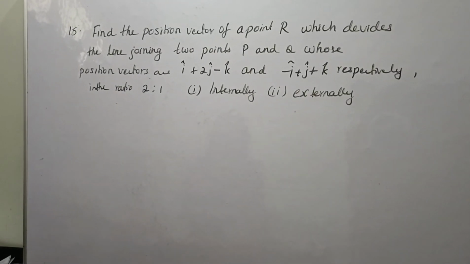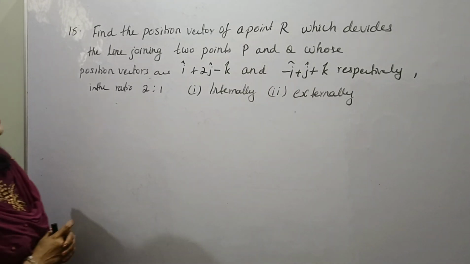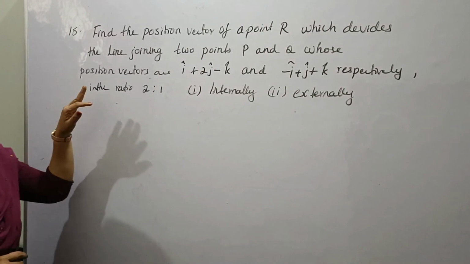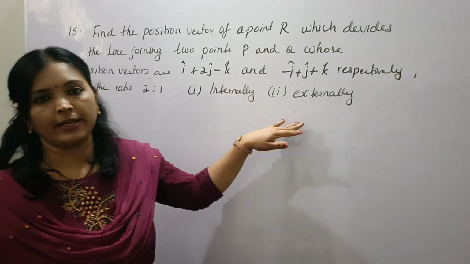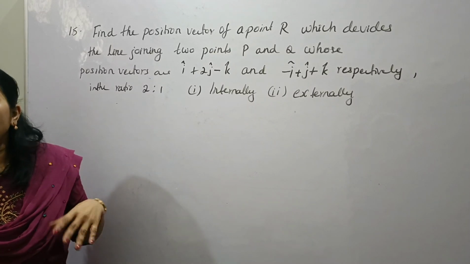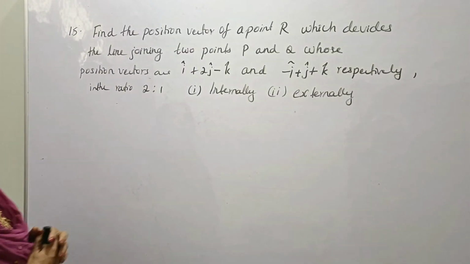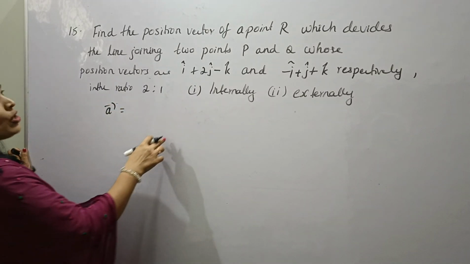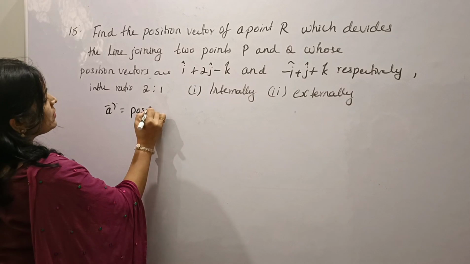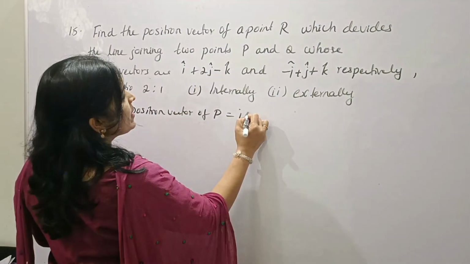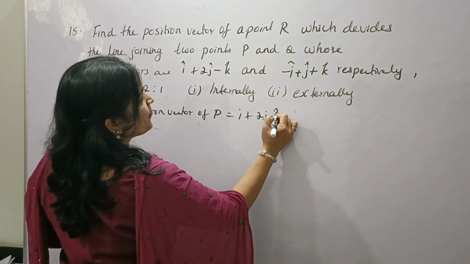Find the position vector of a point R which divides the line joining two points P and Q whose position vectors are i plus 2j minus k and minus i plus j plus k respectively in the ratio 2:1 internally and externally. Okay, these things we have already studied in 11th standard lines chapter. Okay, so here now let's see. It is given. So let vector A be the position vector of P, that is equal to i plus 2j minus k.